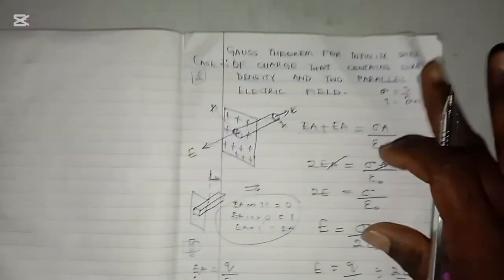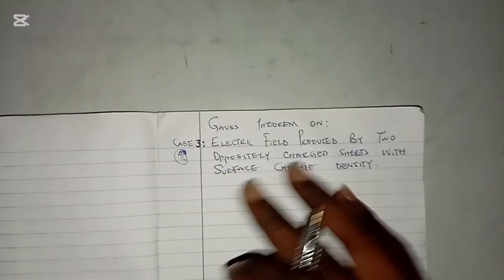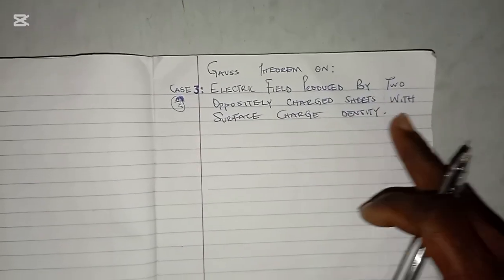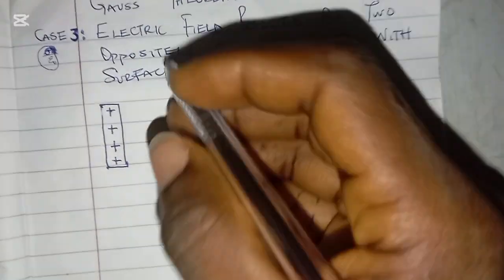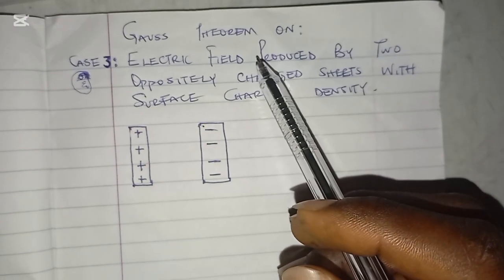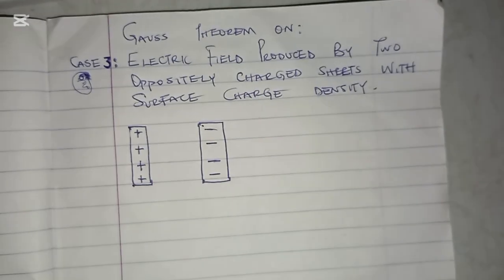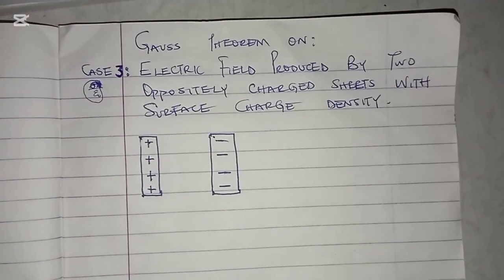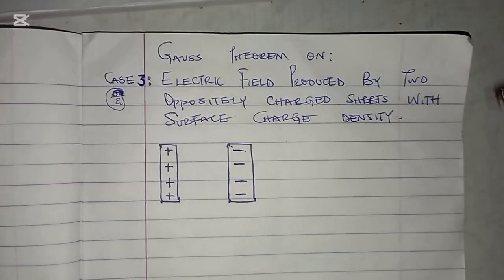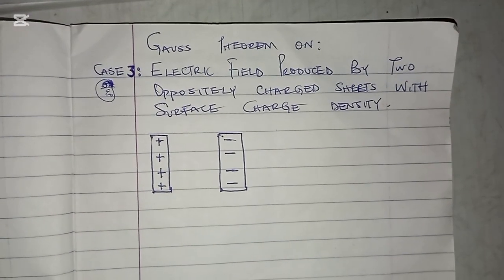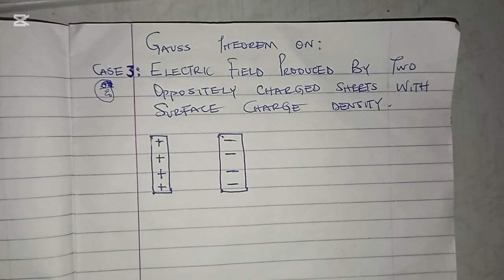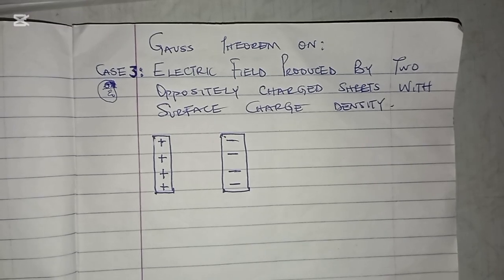So this is our case 3. Electric field produced by two oppositely charged sheets with surface charge density. Make that this class. Whenever we're putting Gauss theorem to use, know that we are finding electric field in most cases, or electric field intensity. I told you electric field intensity and electric field are the same thing. Electric field is a region where electric field is experienced by slow moving charges.